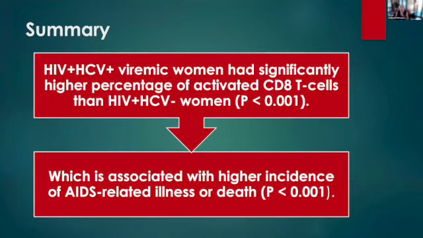So in summary, HIV-HCV viremic women had significantly higher percentages of activated CD8 T cells than HIV only infected. And this is associated with a higher incidence of AIDS-related illness or death.